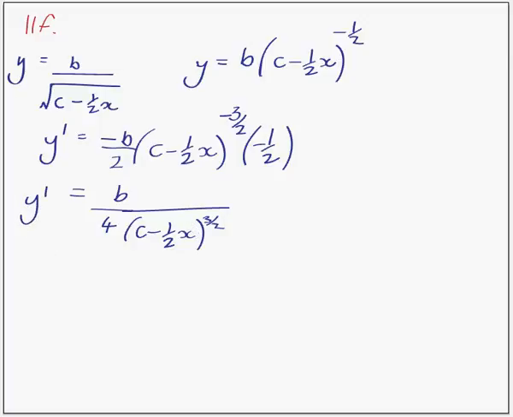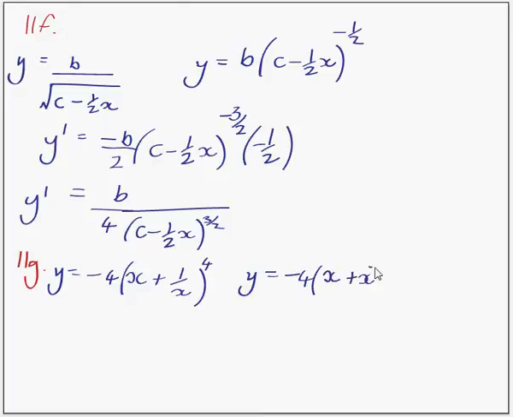My next question is 11g. It has this: y equals minus 4 times x plus 1 over x to the power 4. I'm just going to rewrite this a little bit using index notation. Y equals minus 4 times x plus x to the minus 1 to the power 4. That'll help me in a second.